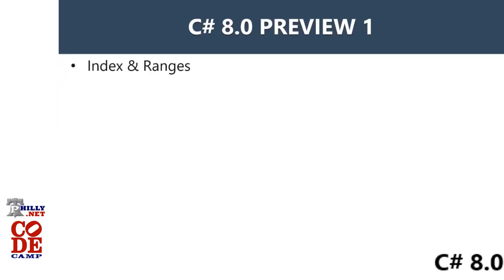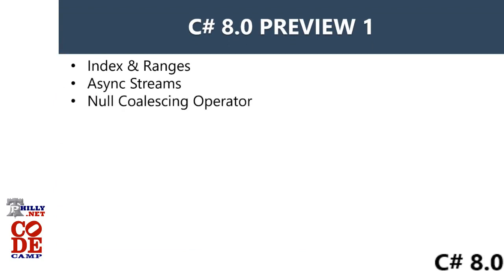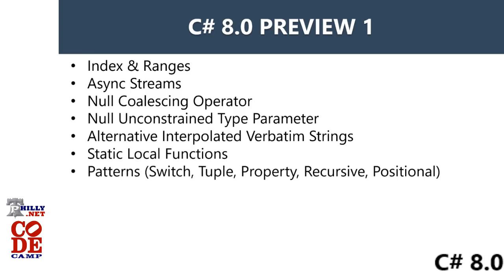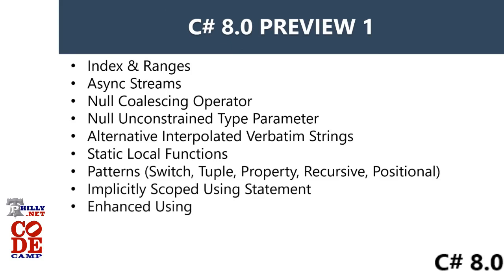All right, so what we're going to talk about today: we're going to show you index and ranges. We're going to show async streams and improvements to nulls. So there's the null coalescing assignment operator, which is brand new, and there are changes to how null works in generic contexts where there's no constraint. A feature which is very longly worded, and it's one character, I'll show you what that is later, is the alternative interpolated verbatim strings. We're going to look at static local functions, improvements to patterns, implicitly scoped using statements, and also a new change to how using can be extended to reference structures. And we'll talk about nullable reference types.